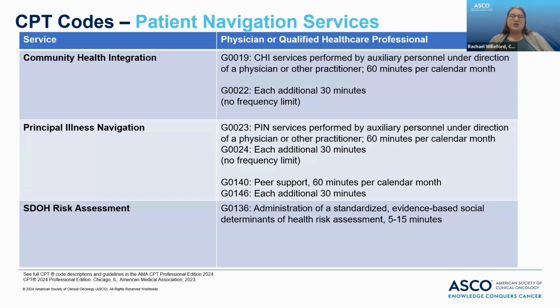Now, there are 2 additional codes under principal illness navigation. They are for peer support specialists. These are G0140 and G0146, a similar setup with the first 60 minutes and each additional 30, but they are limited to behavioral health conditions only. Finally, you have your social determinants of health risk assessment, reported with G0136 for 5 to 15 minutes of time. It's kind of like counseling time, but this is for that risk assessment tool.